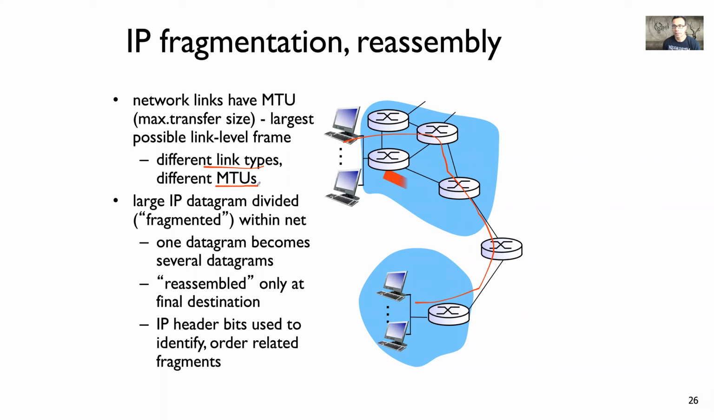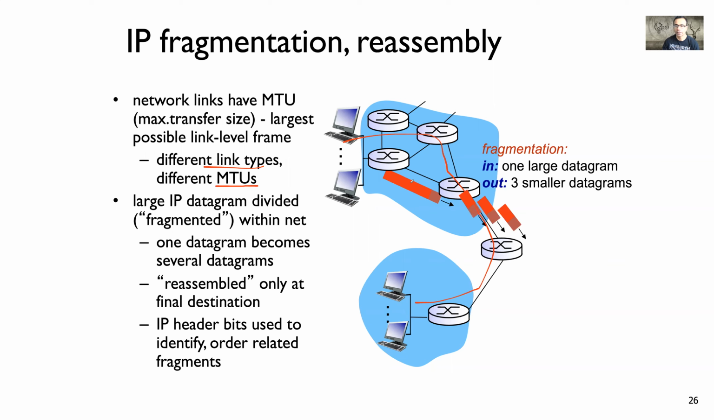So you might have a scenario where, let's say, a datagram comes in at that router. It looks up the forwarding table and decides to forward it here. And now the MTU of this link is smaller than the MTU of the incoming link, which means we cannot send this datagram as one datagram. So what does this router do? It can't sit and cry. It needs to do something.